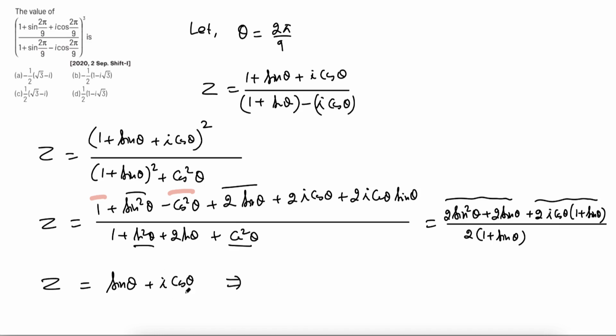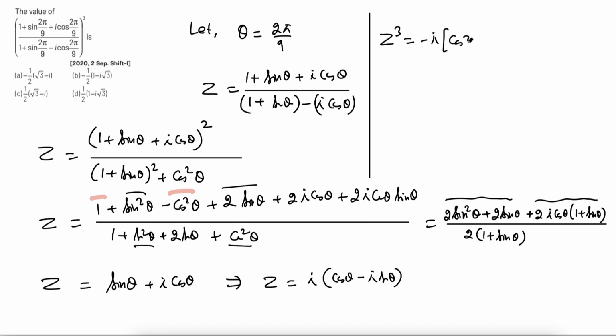Now I will try to write z in the form a plus ib, meaning cos theta plus i sin theta. So I am taking i common. So z equal to i into (cos theta minus i sin theta), since 1 by i is minus i. Now I am writing it here. Watch carefully, I want z cube actually. The z cube will be equal to i cube, and i cube is minus i. And this power 3, by using De Moivre's theorem, or Euler's formula, the power 3 will become cos 3 theta minus i sin 3 theta.